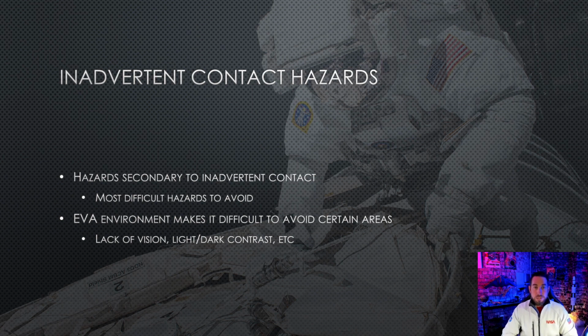Hazards that happen as a result of inadvertent contact are the most difficult hazards to avoid. I mentioned the visibility is very limited in the EMU. It's easy to say, I'm going to be very careful, I'm not going to make any contact with anything, but if you physically can't see peripherally, it's hard to avoid some of this inadvertent contact. And the light-dark contrast also makes it hard. It's like going from a cave out to the bright sunlight and back into the cave again. There's no happy in between, so visibility is very limited, which dramatically increases the risk of inadvertent contact with something else.